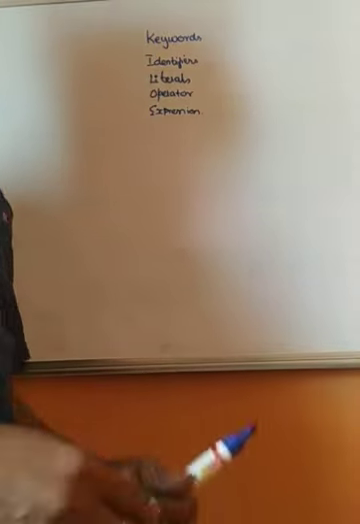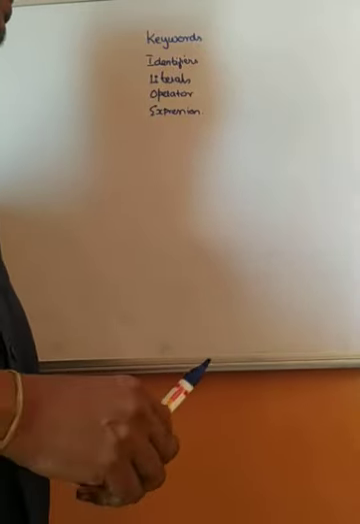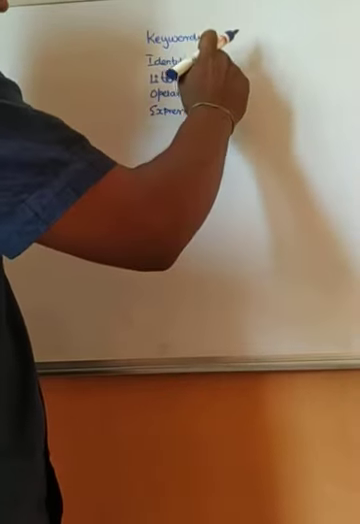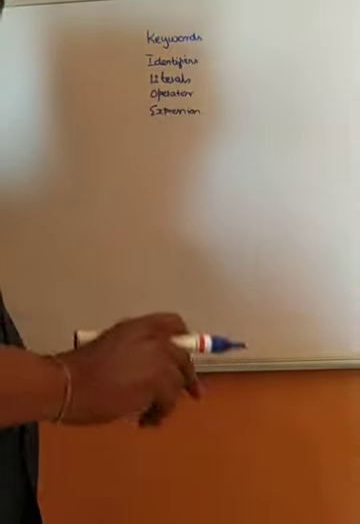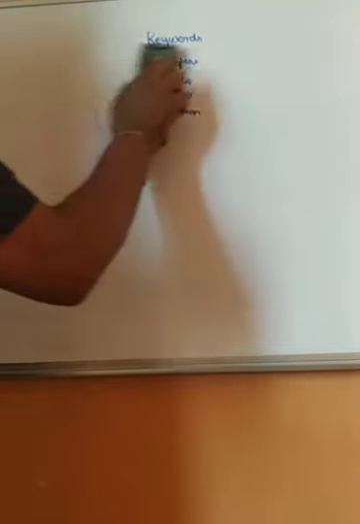Today we are going to see the first topic, a continuation of history and features of C++. And today we are going to discuss keywords, identifiers, literals, operators, and expressions. We'll discuss them one by one. First we'll start with keywords.